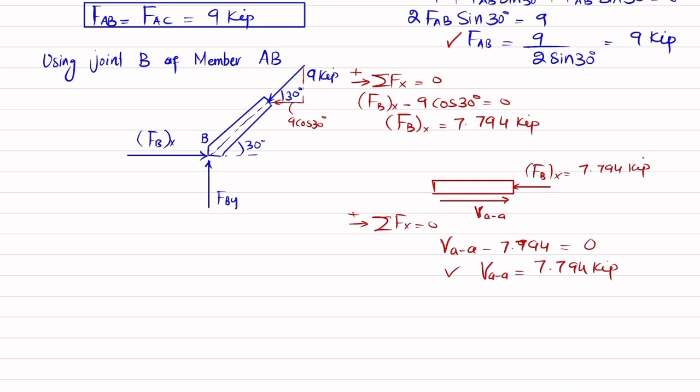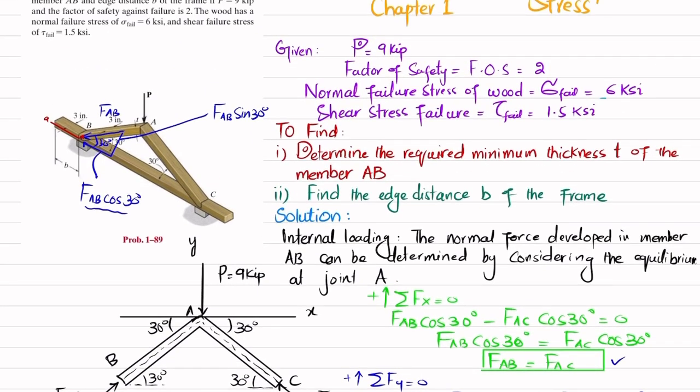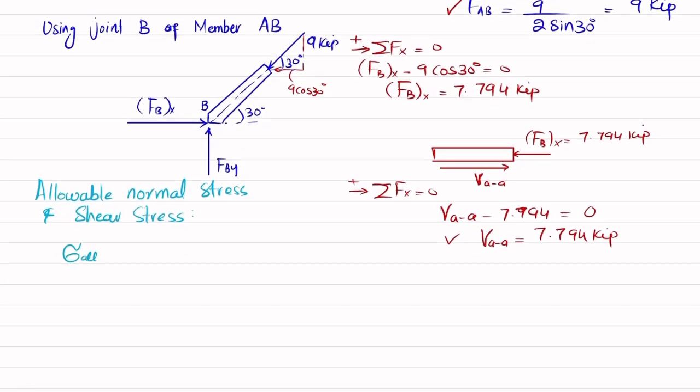So let me write it: allowable normal stress and shear stress. How will we find that? We have been given this normal failure stress and shear stress. We also know the factor of safety. So using these values, we will first calculate the allowable stresses. Allowable normal stress is equal to failure stress divided by factor of safety. Clear? So failure stress is 6 and factor of safety is 2.